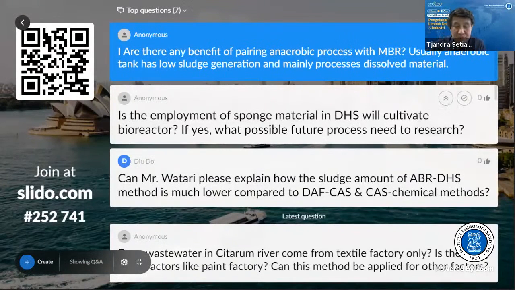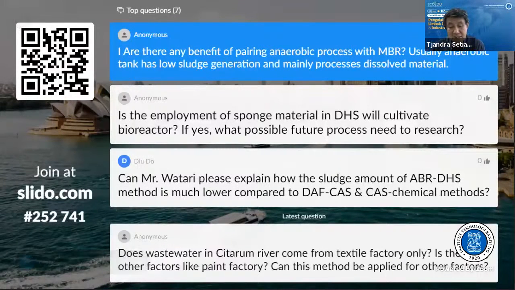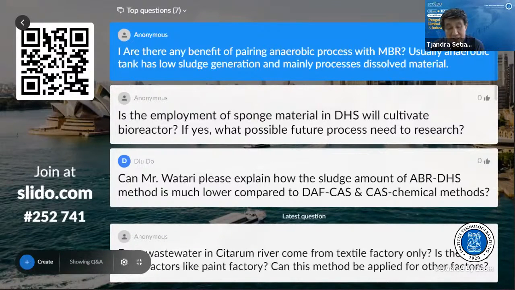Yeah, I think so. Usually, an anaerobic tank has low sludge generation and mainly processes dissolved substances. Yes, it's correct, so that one is possible. The anaerobic membrane bioreactor is now one of the hot issues. You can search and see a lot of publications on the anaerobic membrane bioreactor. It's true that it is mainly for dissolved substances. If the suspended solids are too high, it is not suitable for the MBR. So you are correct, anaerobic MBR is a hot issue now.